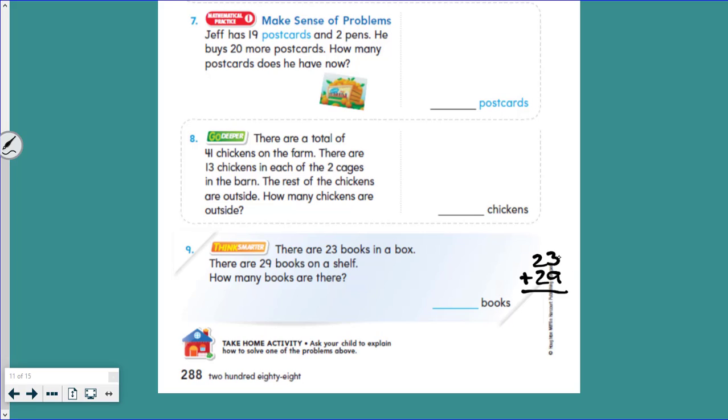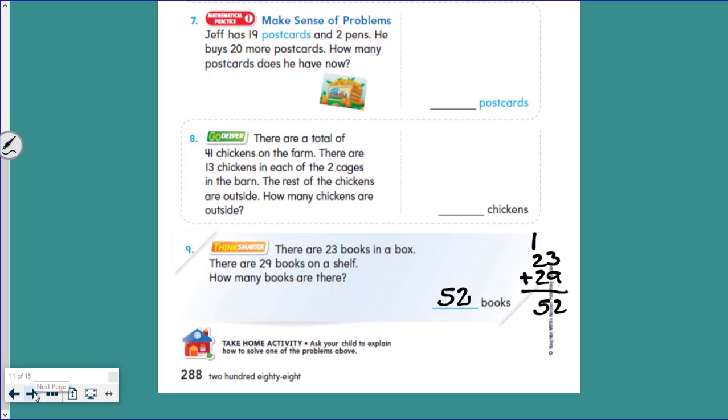Alright, so here's what I came up with. So 3 plus 9 is 12. 12 is 1 10 and 2 1s. And this is 5 10s, so 50. And so that means there are 52 books. Pretty simple.